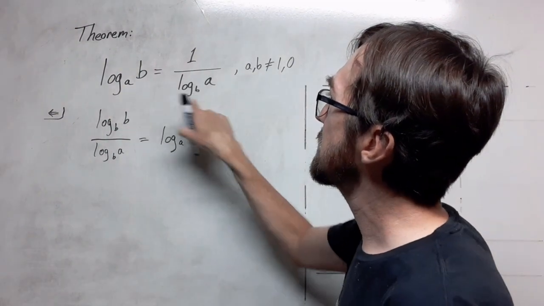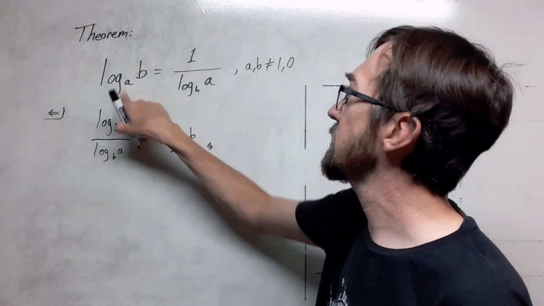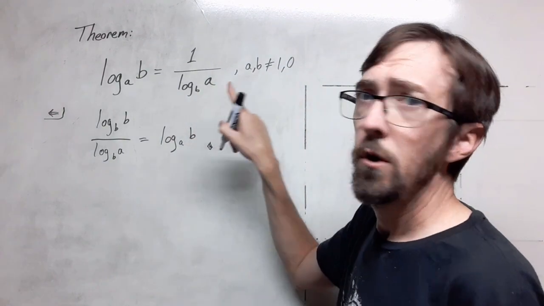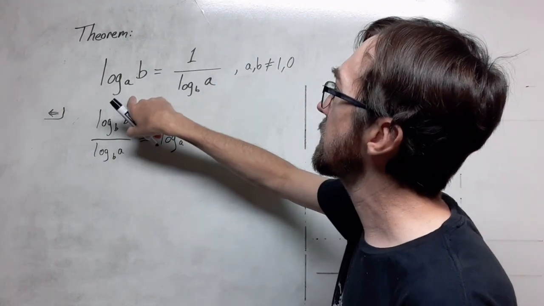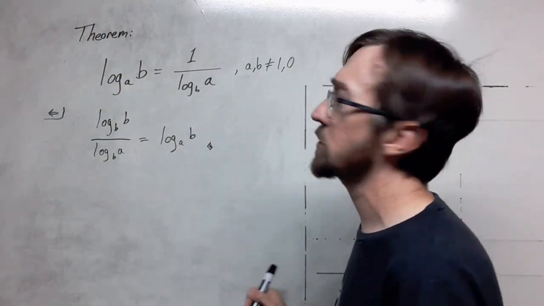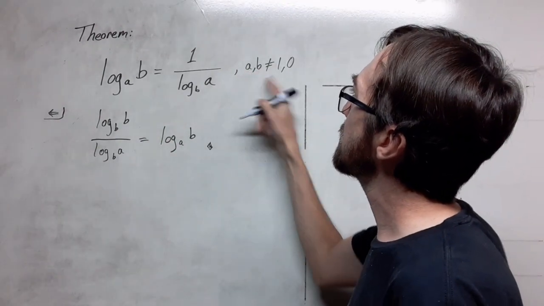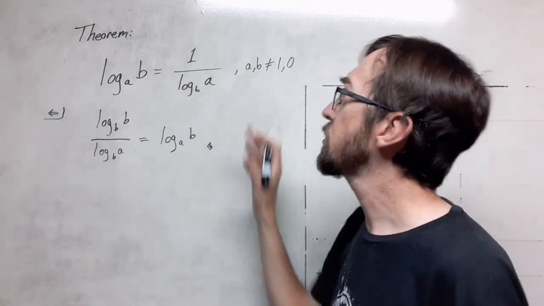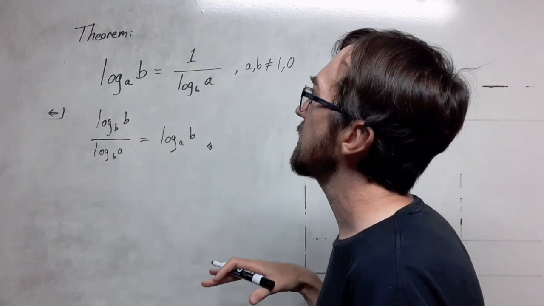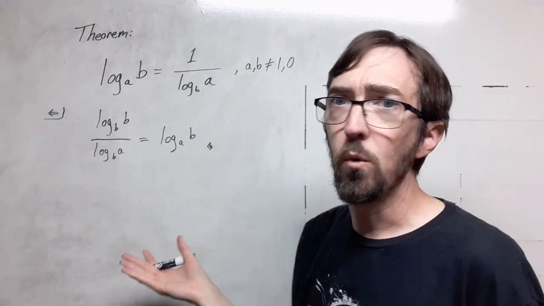So even though this does seem a bit strange, we've shown that if we start here, we can land here, or if we start here, we can land here. So this theorem is absolutely true for all real numbers, as long as we don't allow A and B to be 1 or 0, which would render this to be undefined in some way.